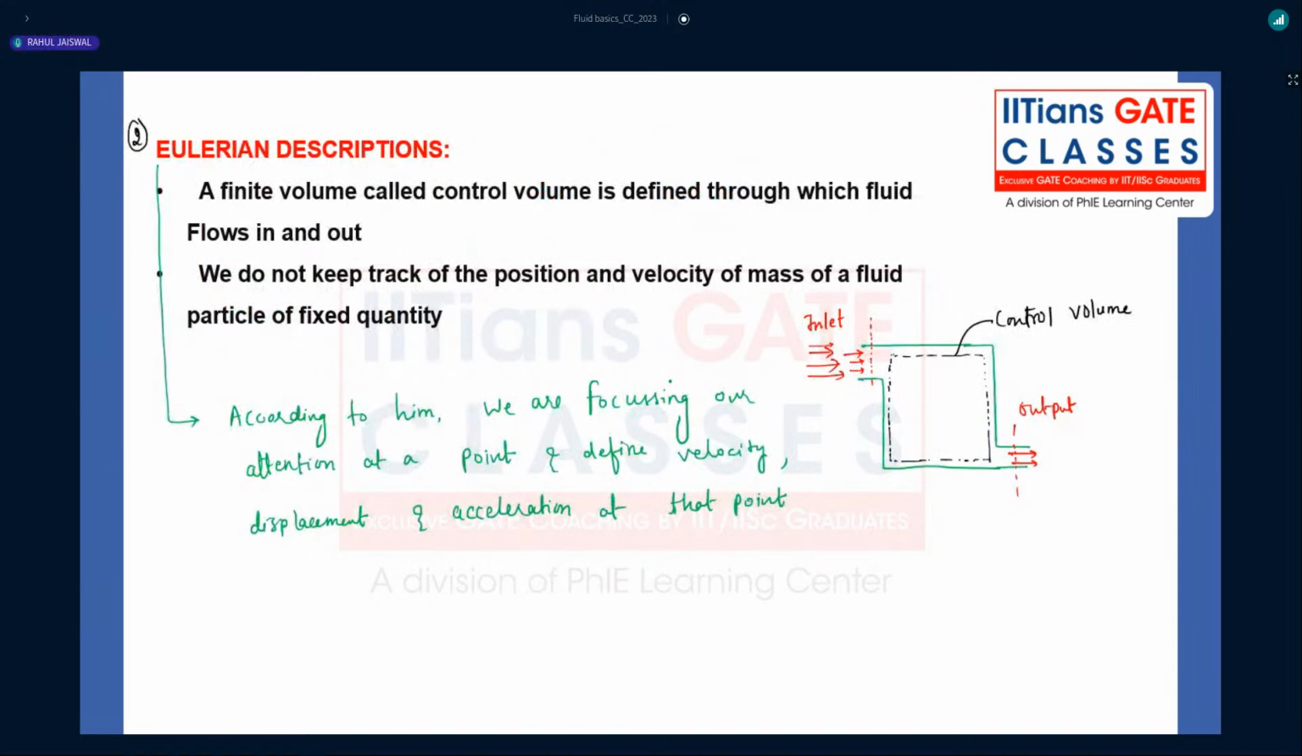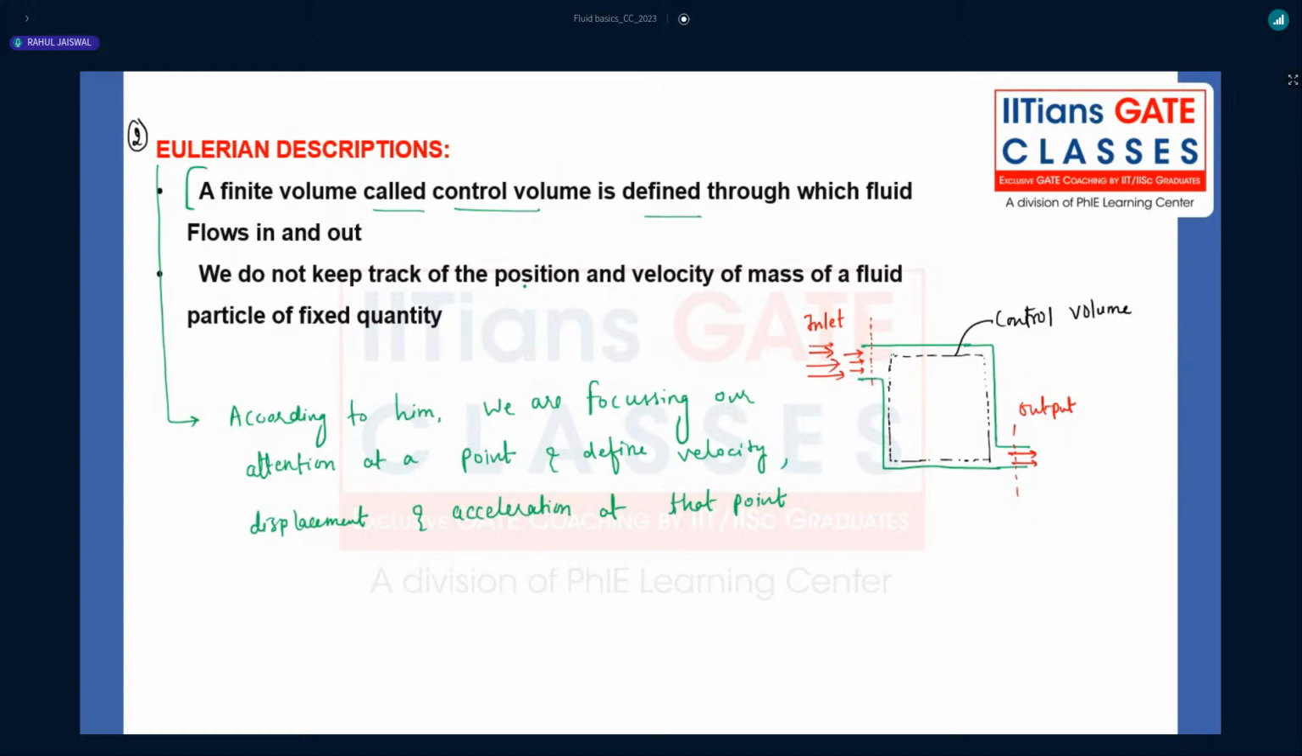Overall, if I summarize: in the Lagrangian description, we are focusing on a single particle. In the Eulerian description, we are not focusing on a single particle. We are focusing on a particular position. A finite volume called a control volume is defined, through which the fluid flow will be going in and going out. We do not keep tracking a single individual fluid particle and its velocity.